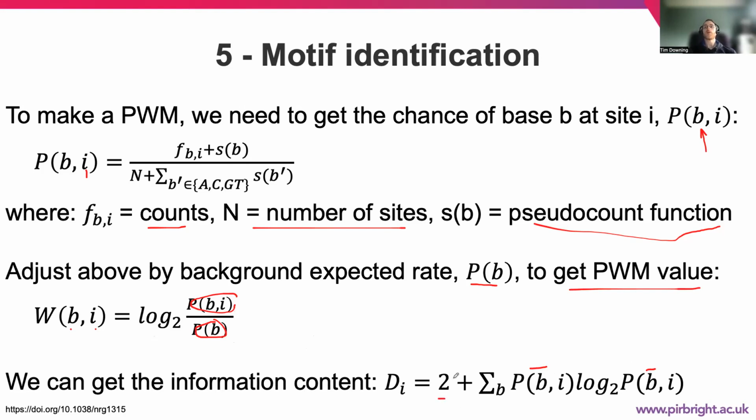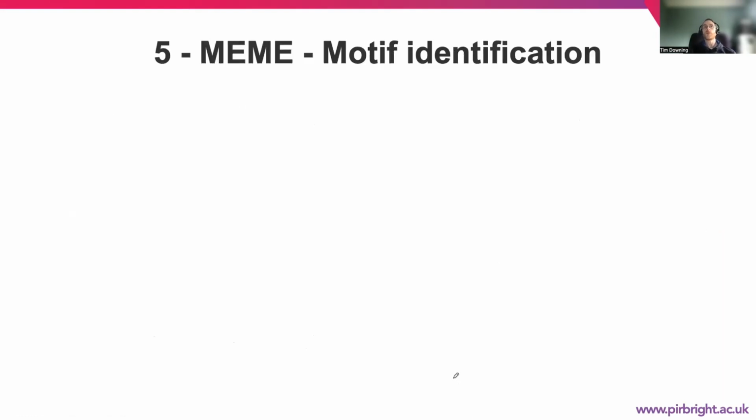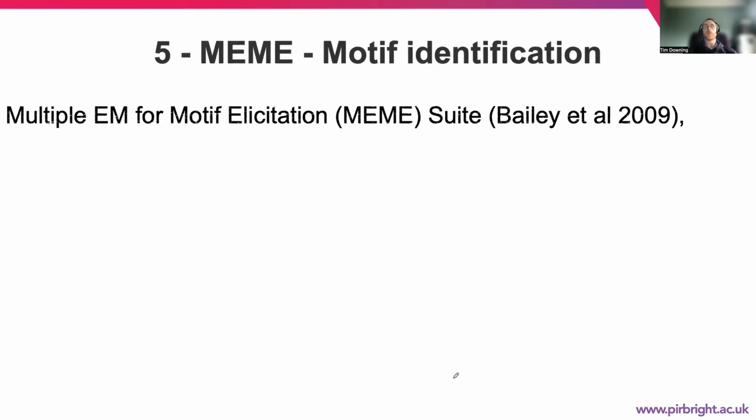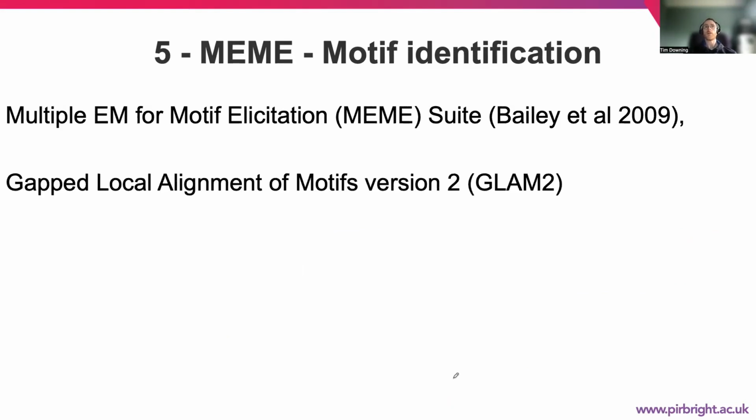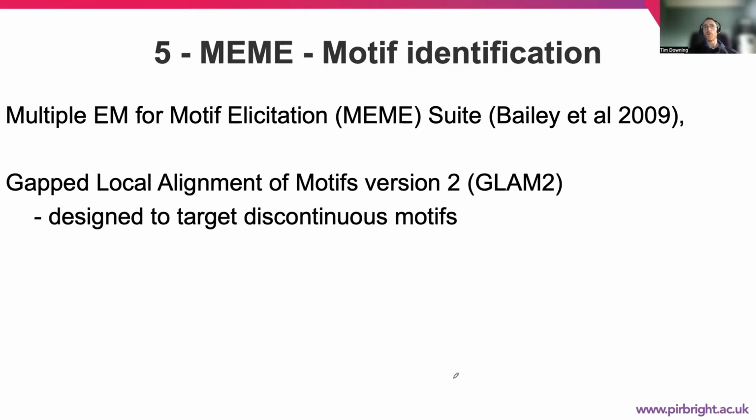To implement this, we can use tools from the MEME suite, principally MEME, the multiple expectation maximization for motif elicitation, and then also this other tool called GLAM2, gapped local alignment of motifs version 2. And the latter is especially of interest to look at discontinuous motifs, ones that maybe have structures that are more complex, and this is generally more effective.